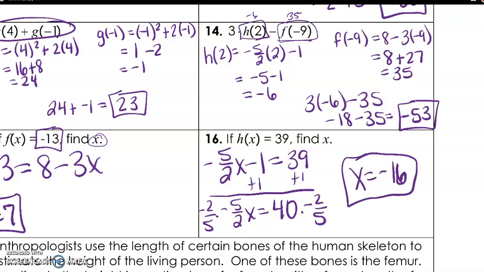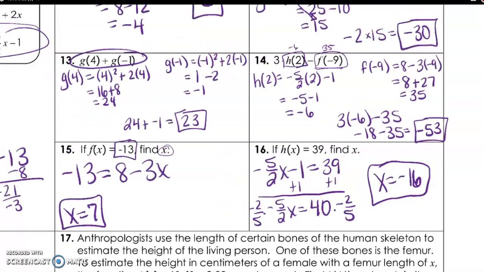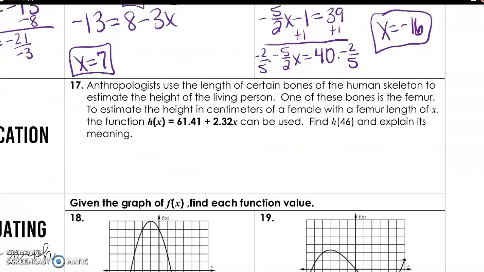So if they give you f of x or whatever function letter it is equals something, then you are going to set your equation equal to whatever number they give you, and then you're going to have to solve for x. All right. We're just going to look at 17 quick. I'm not actually going to do it, but they just want you to plug 46 in and tell what it means. So if you read through it, 46 is the length of a femur, and then the answer, the output, would be how tall the person is in centimeters.